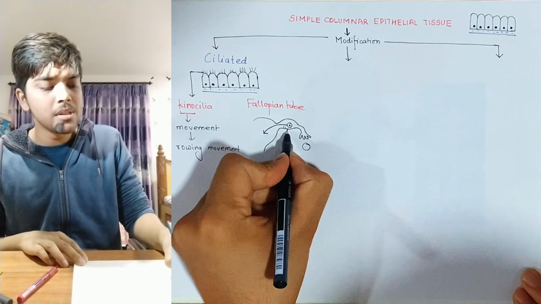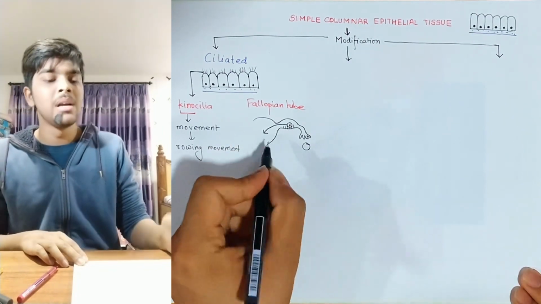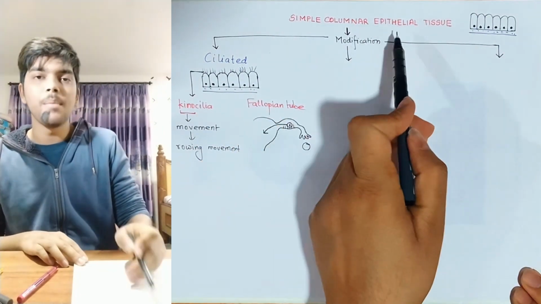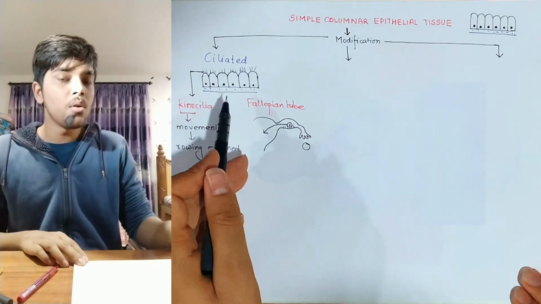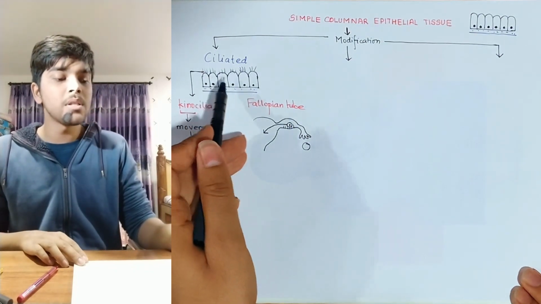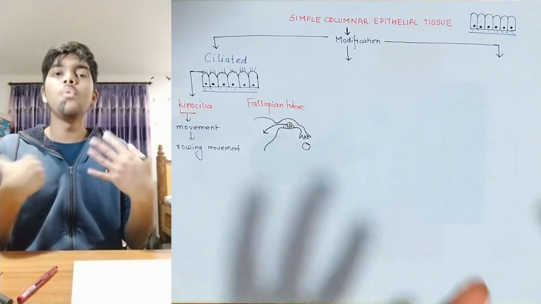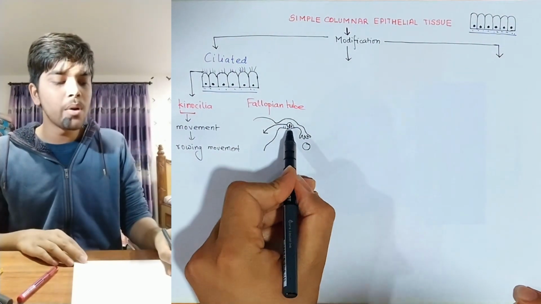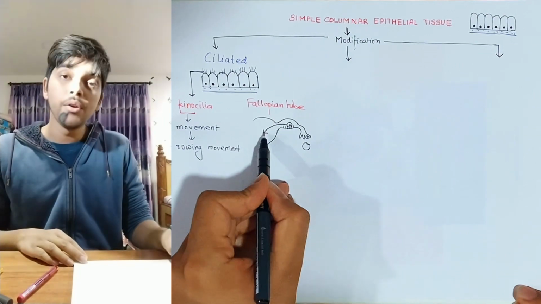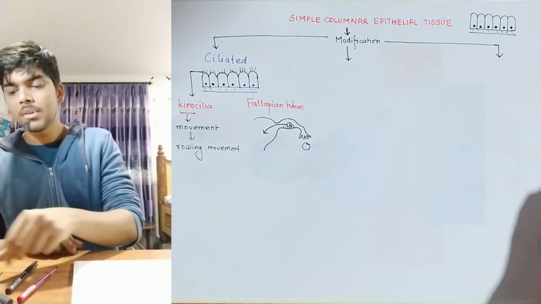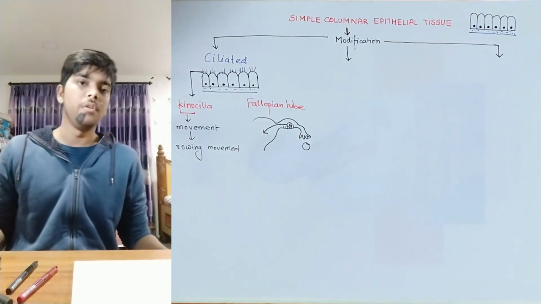And that job is done by none other than your ciliated simple columnar epithelium. How? The cilia, or the kinocilia, present on the free surface of this epithelium start to beat, and this beating motion transports the zygote present right here into the uterus. That was your first modification.